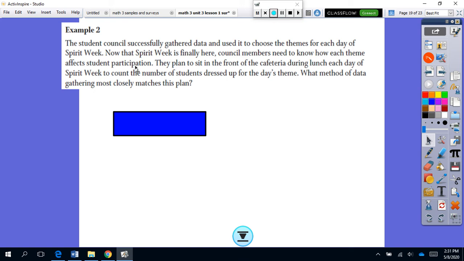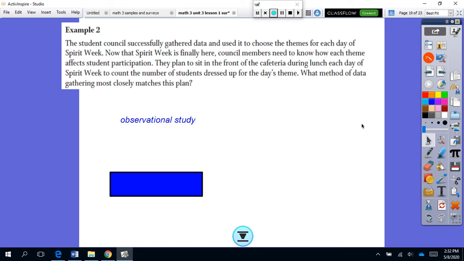Okay, so this one, we have the same student council. Spirit Week is here. They need to know how each theme affects student participation. So did it work to let them pick the themes? Are more people participating? They're going to sit in front of the cafeteria during lunch each day to count the number of students who are dressed up. Well, are they asking a question? Is there no interaction? Or is there a treatment? Because remember, experiment, you have a treatment. Observational study, no interaction. Survey, you ask a question. Well, in this case, they're just counting. They're not talking to the people. So we have an observational study there.